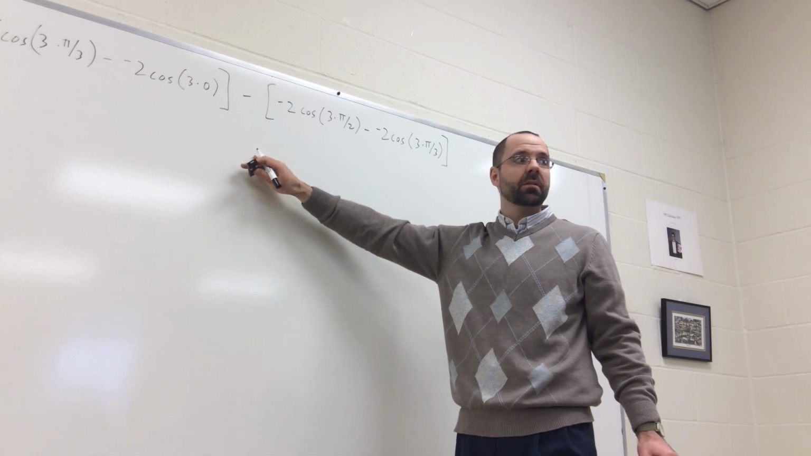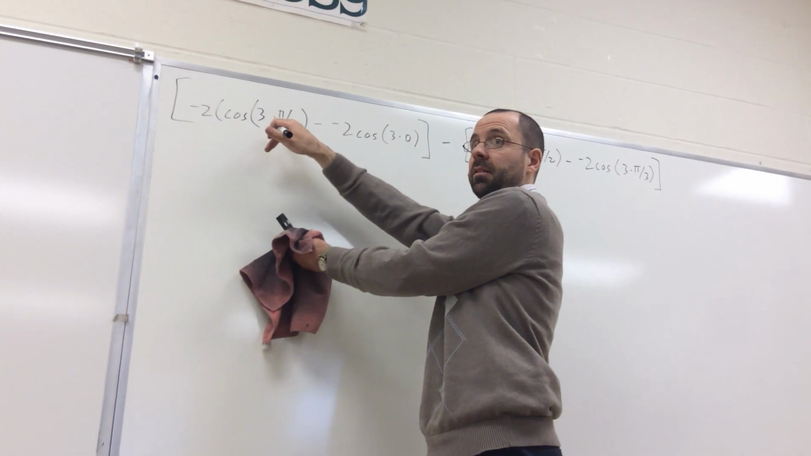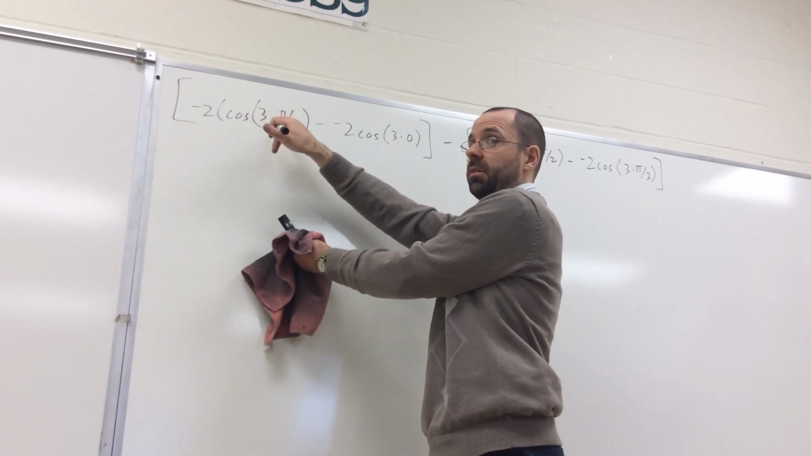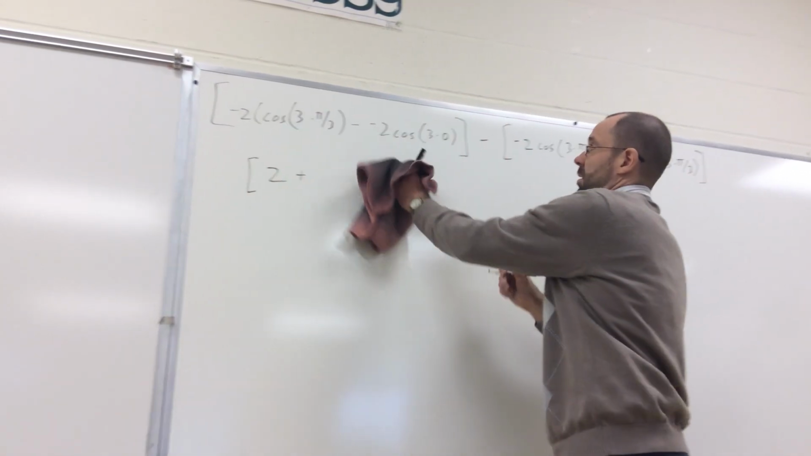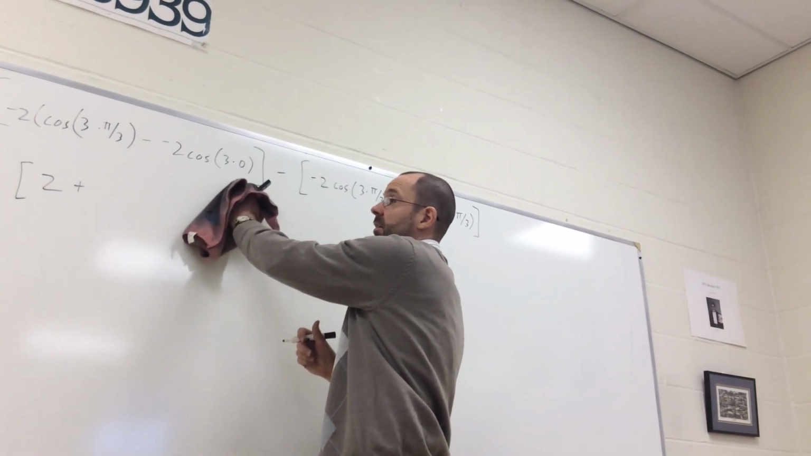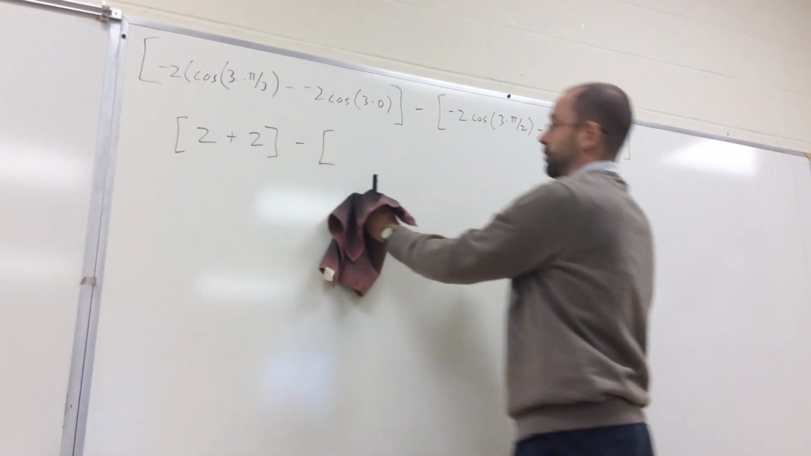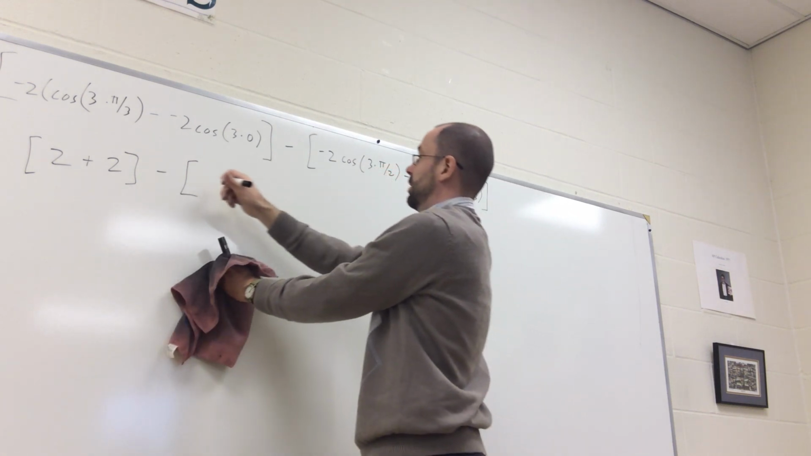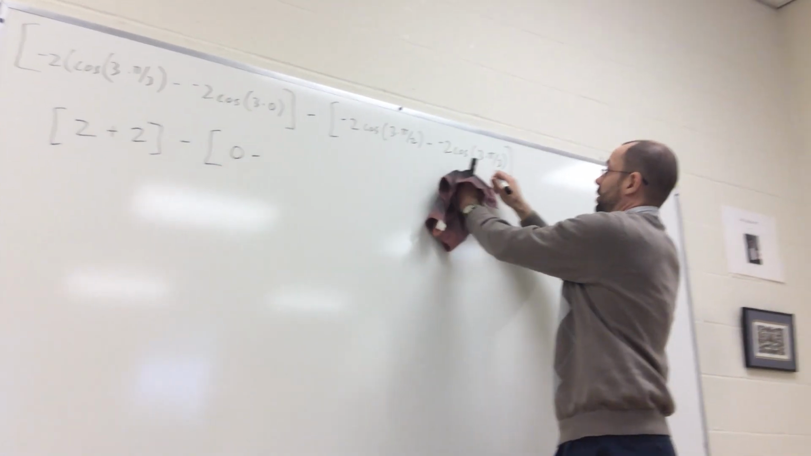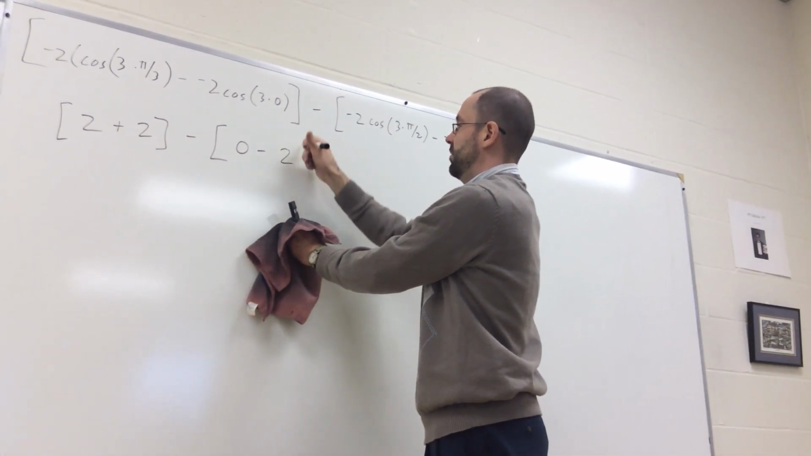Everybody doing okay? Okay, so now 3 times pi over 3 is pi. Cosine of pi is negative 1. Negative 2 times negative 1 is 2. Cosine of 0 is 1. 2 times 1 is 2. Cosine of 3 pi over 2 is 0. Cosine of pi is negative 1. Times negative 2 is positive 2.